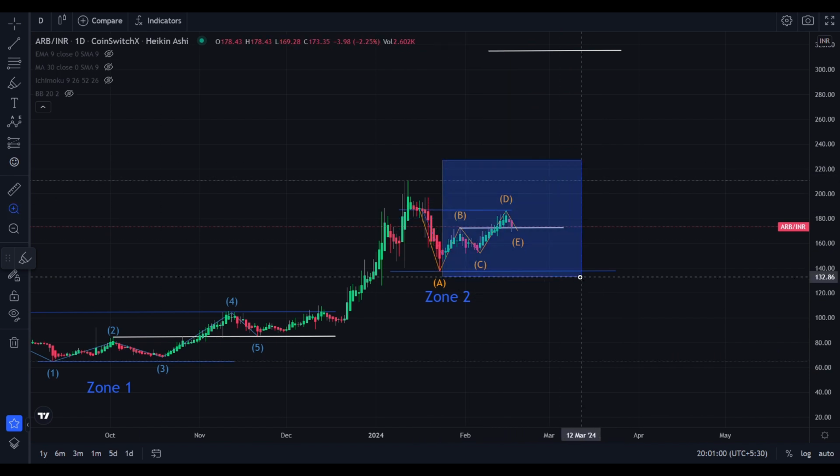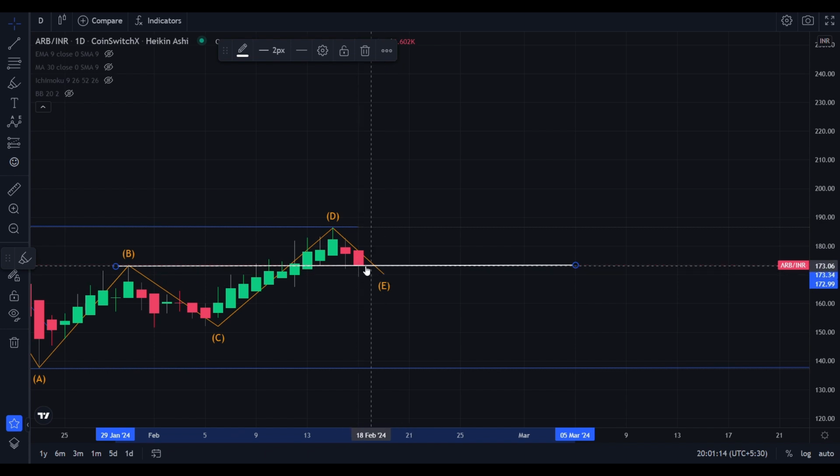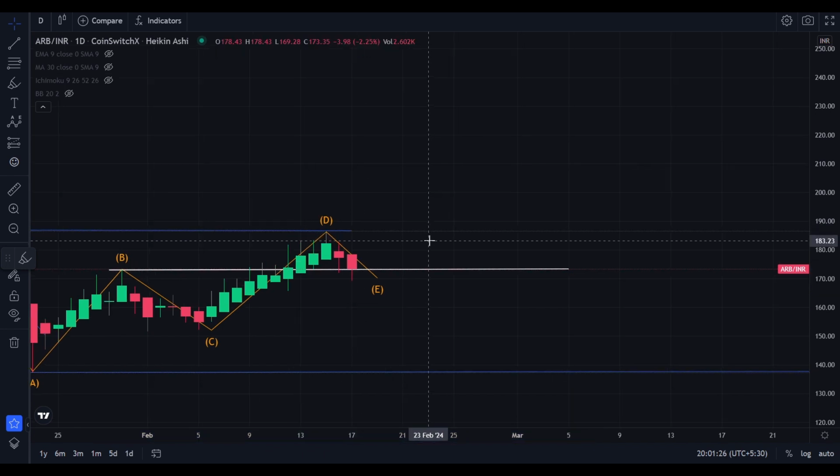So let us zoom in on this section. Clearly the white line is the next support for the upcoming bull run for Arbitrum cryptocurrency, as it was showing in zone 1 also. Now if you are a risk taker, you can take a risk and invest over here, or put your money over here in this time period. But if you are risk averse or you don't want to take the risk, then you can wait slightly more.